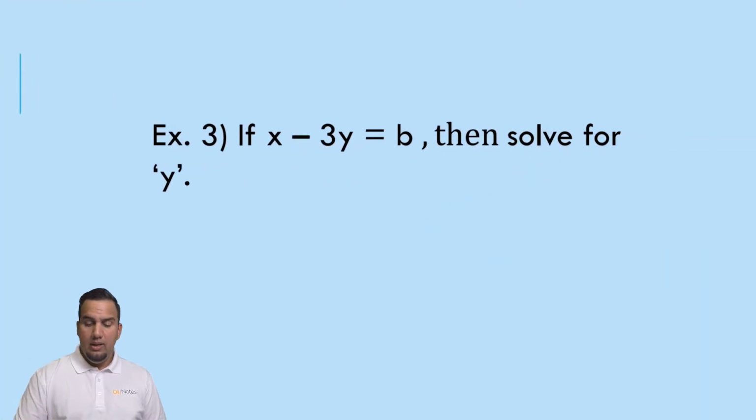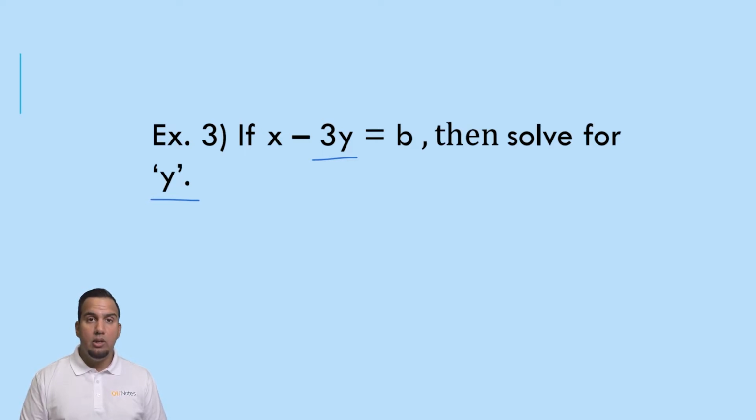Okay? In example five, it says if x minus 3y is equal to b, then solve for y. Notice y is next to negative 3, so that's the piece that I'm going to keep to the end. There aren't any fractions, there aren't any parentheses. There's only a term being added or subtracted.